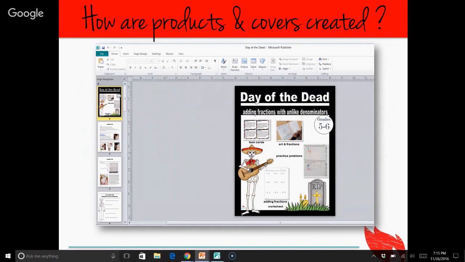Now, a lot of the teachers on Teachers Pay Teachers use PowerPoint, and there are some YouTube videos. If you just Google how to make a product for Teachers Pay Teachers, they will come up, and there are some good ones out there, but I just stick with Publisher. If you notice on my cover, the white part is just a rectangle that has been enlarged to create a white background. These are actual pictures. You can take screenshots of the pictures, crop them, and put them on the cover.